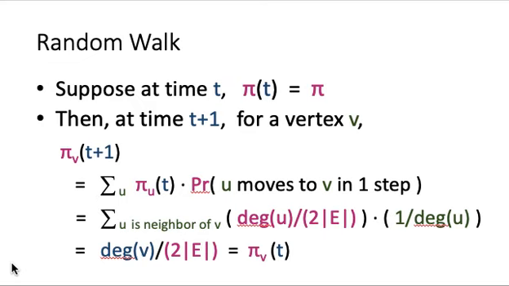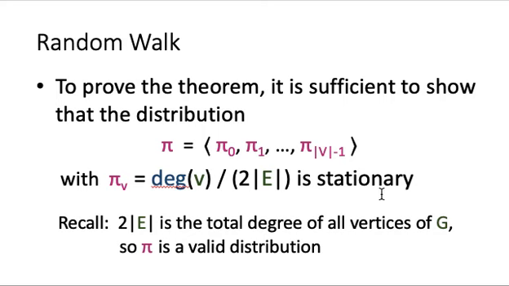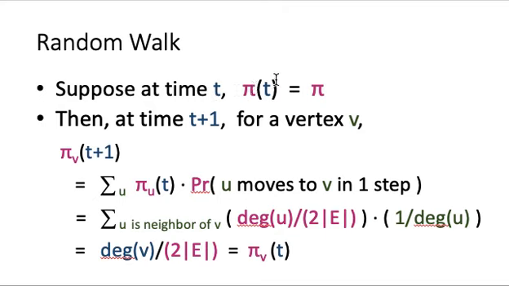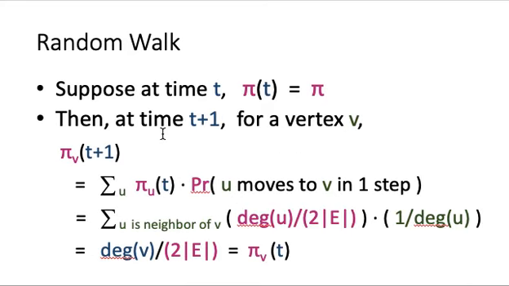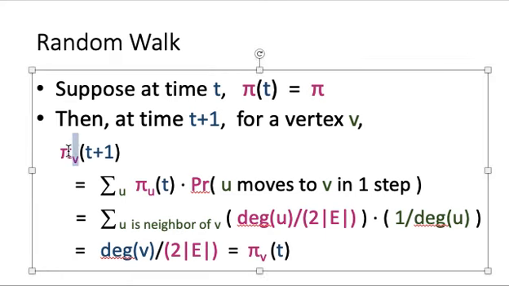Okay, so let's see. To show that this is a stationary distribution, what we can do is suppose that at time t, the distribution at time t is exactly the same as the pi that we have defined here, with this kind of value. Now at time t plus 1, let us observe what is the probability that we are going to be at state v.